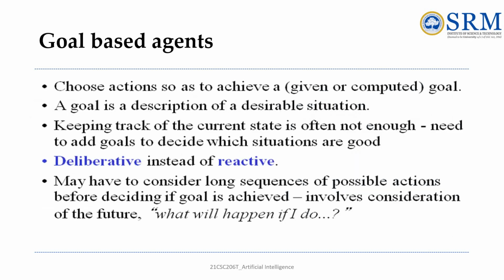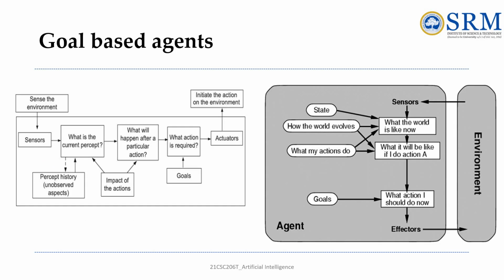Next is goal based agent. Not only responds to the environment but also considers where it wants to go. Okay. The agent evaluates the possible outcomes of actions in light of a goal and chooses the one that gets them closer to it.